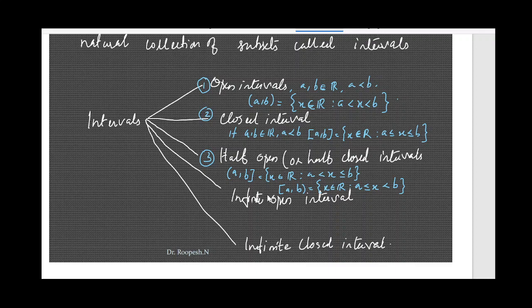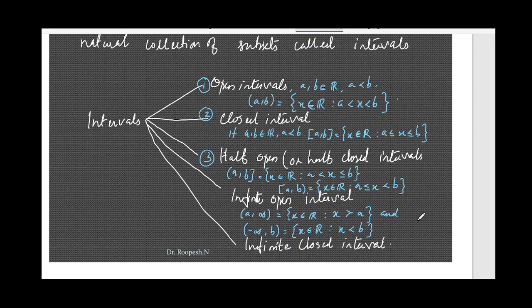Now for infinite open intervals. Infinite open intervals means sets of the form, which we denote as either (A, infinity), equal to the set of all x belonging to R such that x is greater than A. And you can have another notation, denoted as (minus infinity, B), meaning the set of all x belonging to R such that x is less than B. So these two are called infinite open intervals.